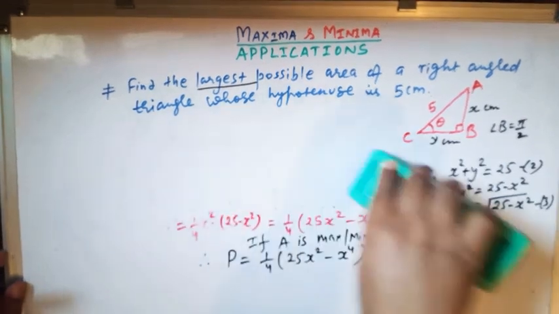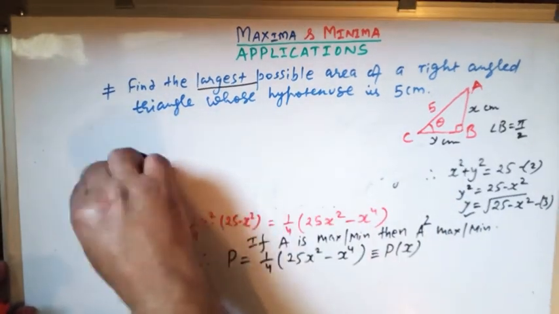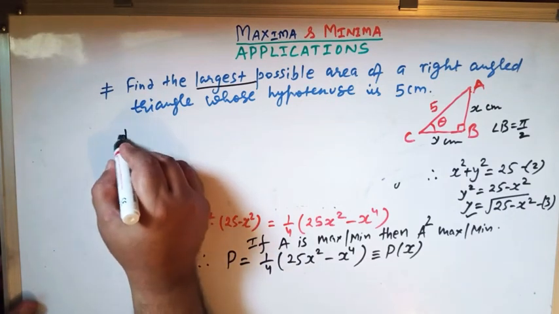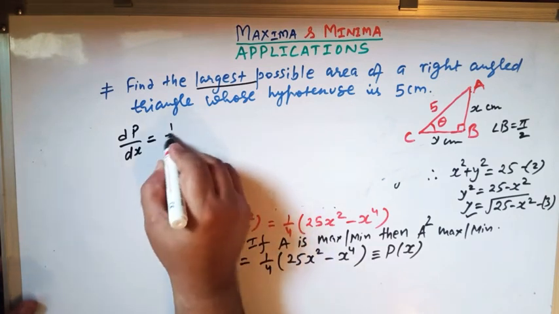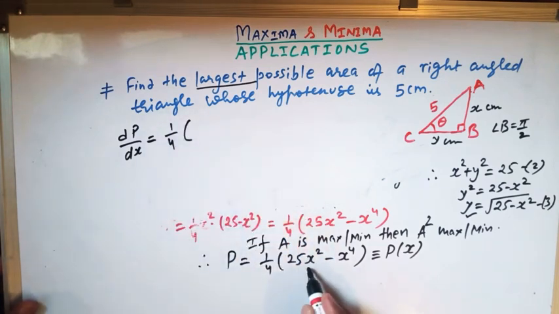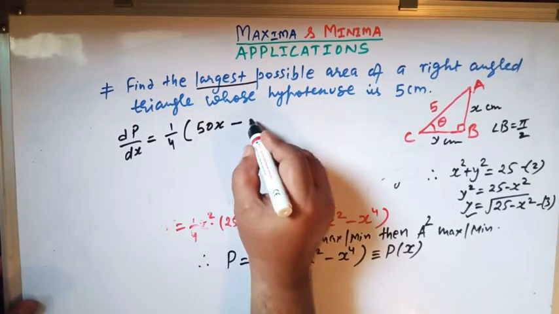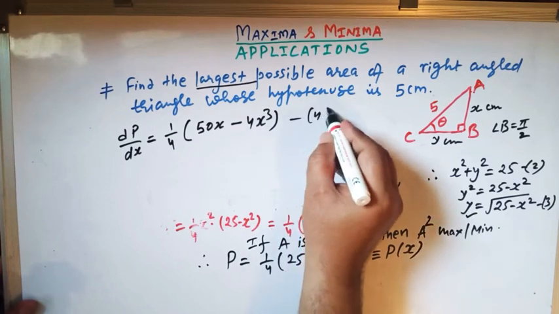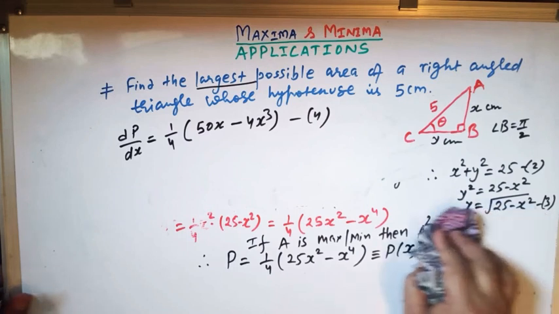So viewers, let us differentiate this function P. So dP over dx is equal to 1 by 4 of (50x minus 4x cube). Clear? Say this is equation number 4. Clear?